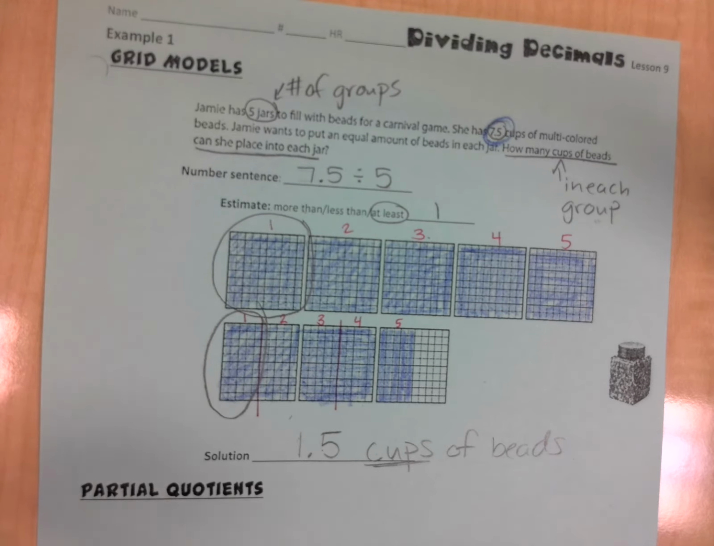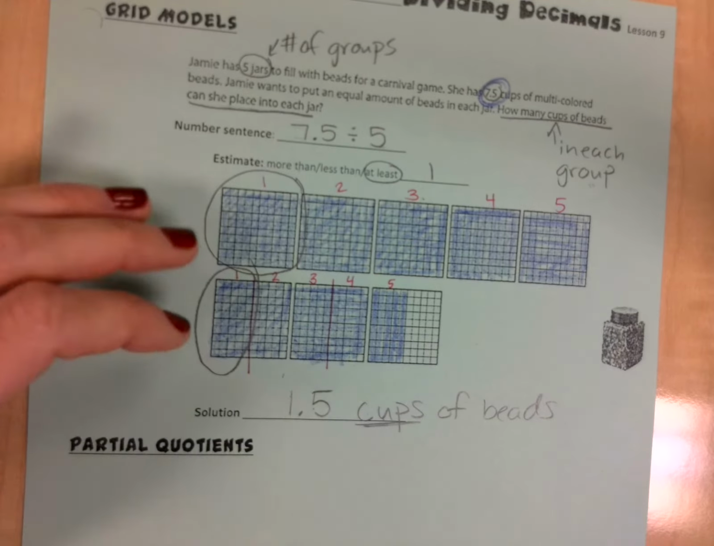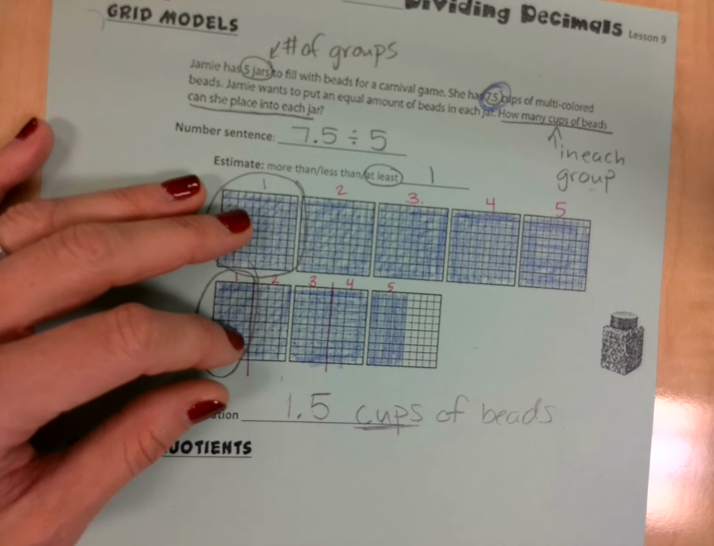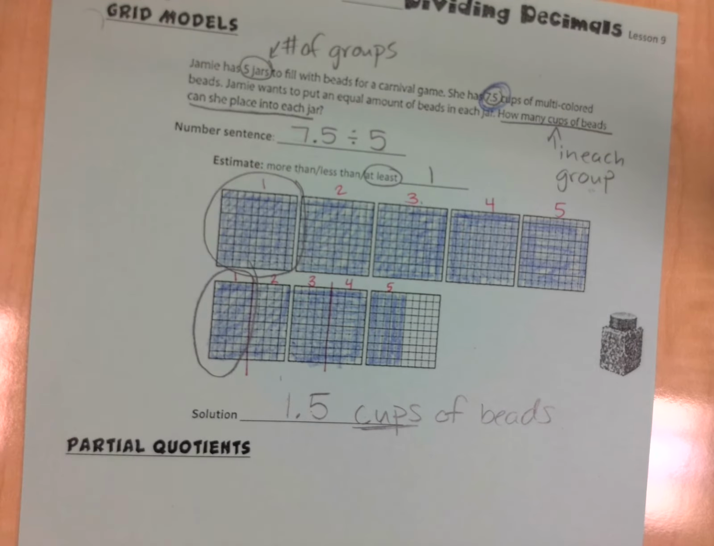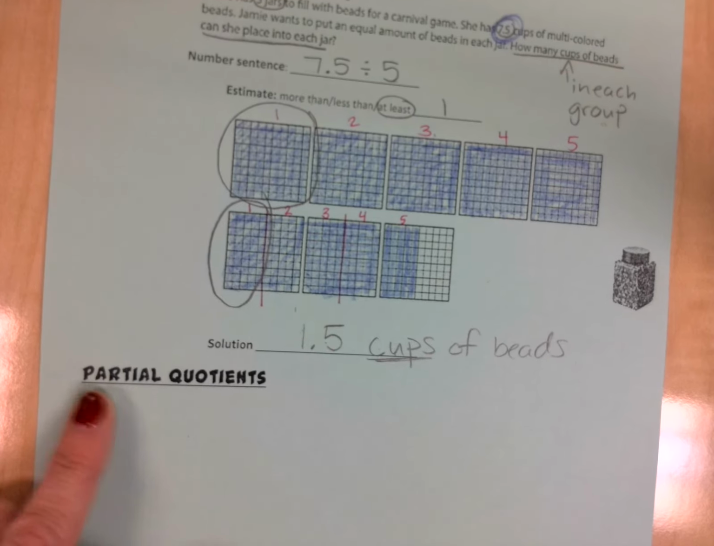Another way that we can do it is, what if we didn't actually have a story problem and we didn't have grids? Because grids aren't always going to be there. We're not always going to be able to demonstrate it. It's not reasonable, especially depending on what our numbers are. So what we can use is our partial quotients knowledge from dividing even whole numbers.